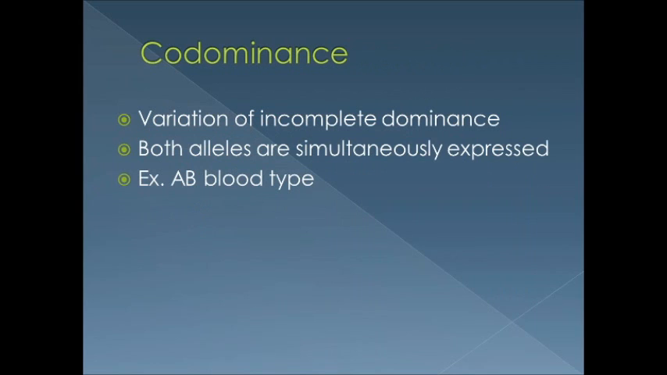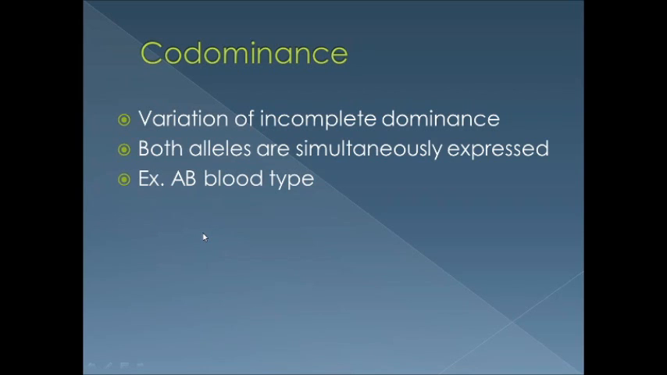With codominance, this is when both alleles are simultaneously expressed. So this happens sometimes if you have an AB blood type, because the genotype for A blood is dominant, for B blood it's dominant, and sometimes when they combine they form AB blood.